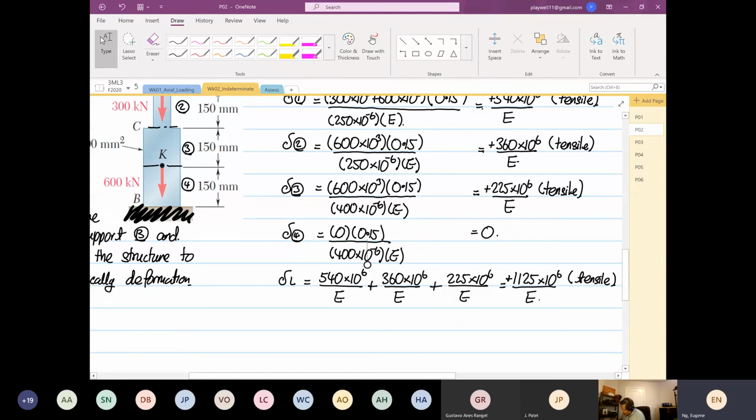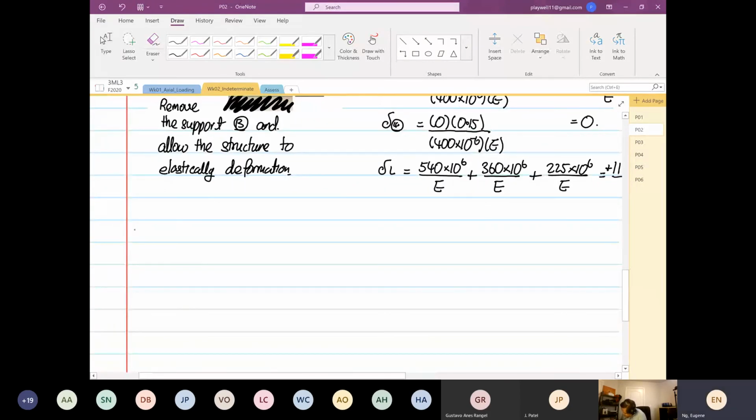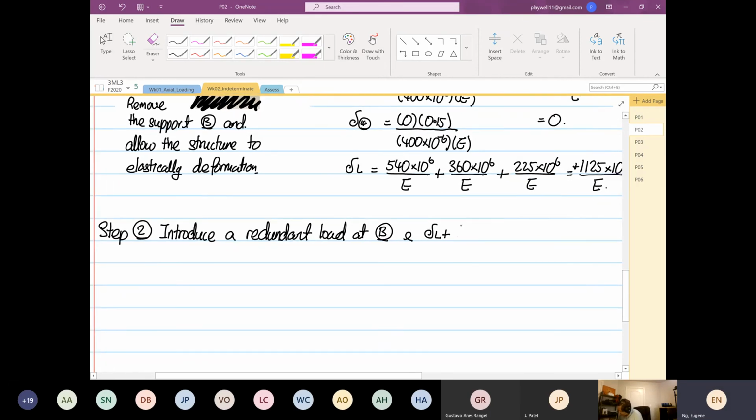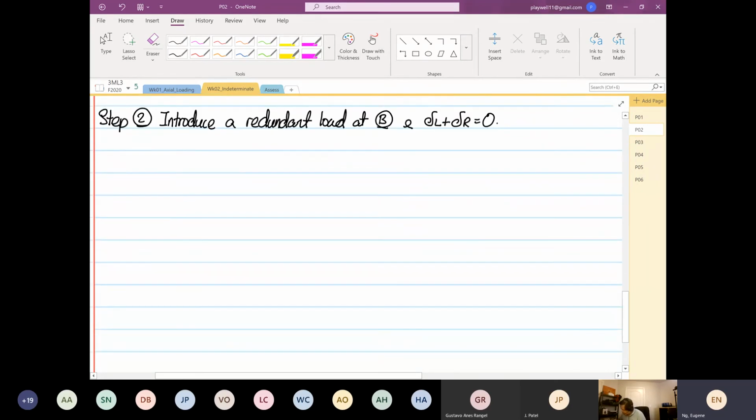Okay. So we're going to look at step number 2. So step number 2 is we're going to introduce a redundant load, right? We're going to introduce a redundant load at point B, and we're going to also apply that the deflection due to the load plus the deflection due to the redundant load must be equal to what? Must be equal to 0. Yes.